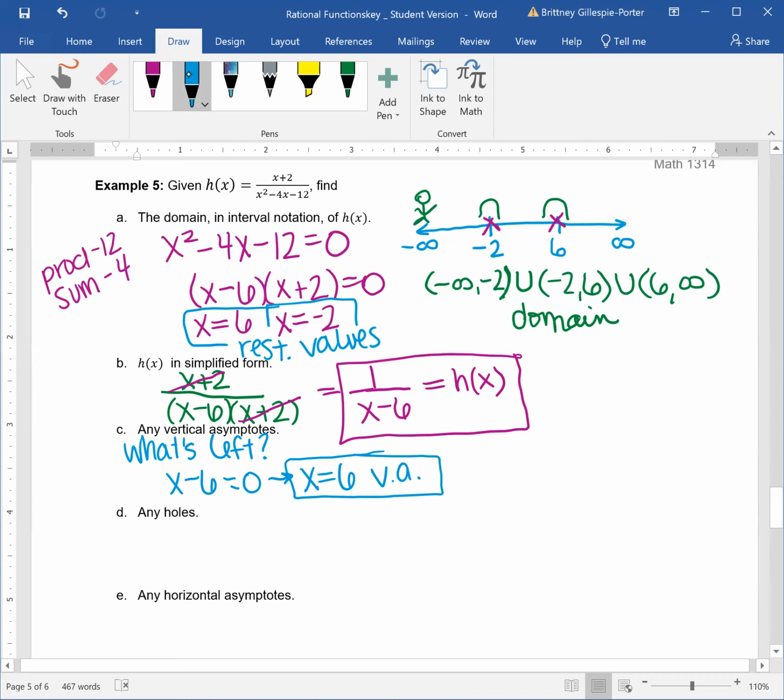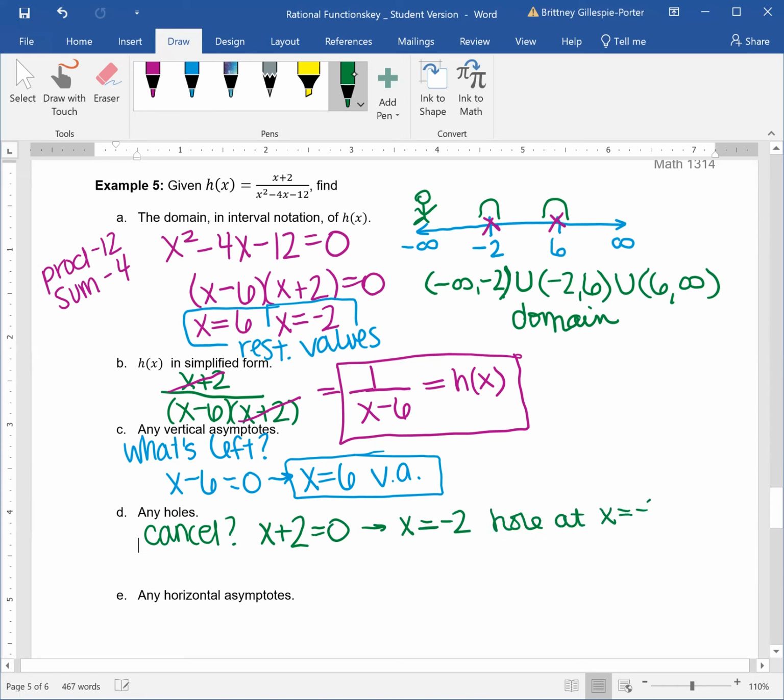Remember, the holes come from canceling. You get a hole from canceling, we cancel the holes. Okay? Since we canceled x plus 2, set it equal to 0. We get x is equal to negative 2. So we have a hole at x equal to negative 2. Notice our restricted values were 6 and negative 2. Your restricted values are always going to be either vertical asymptotes or holes.